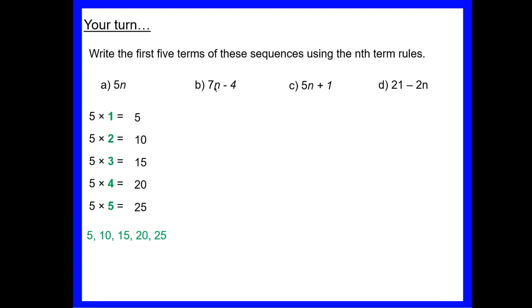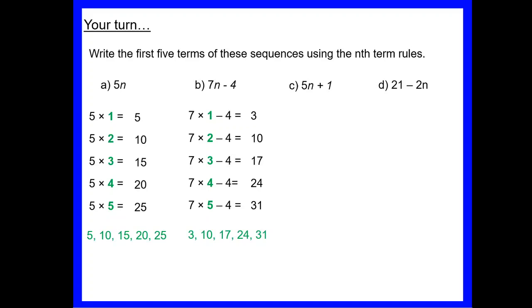Our second one then, we've got 7 times the position number minus 4. So 7 times 1 minus 4, first of all, again, make sure we use BIDMAS. We get 3, then 10, 17, 24, 31. So again, it's good to write them out as a sequence at the end.